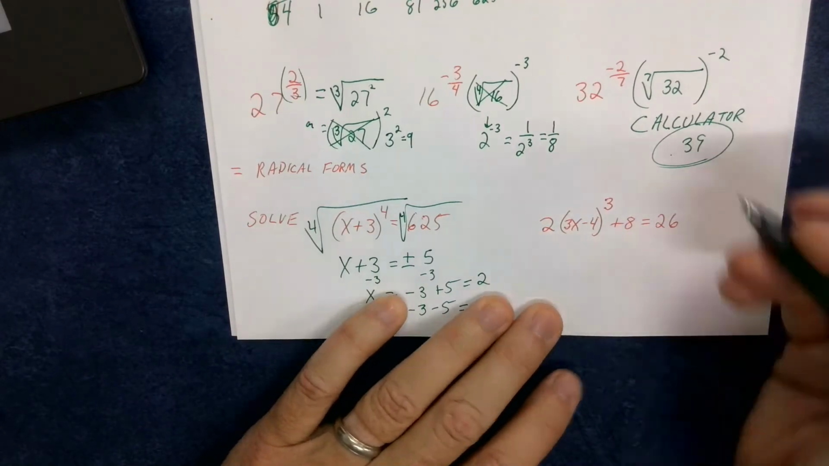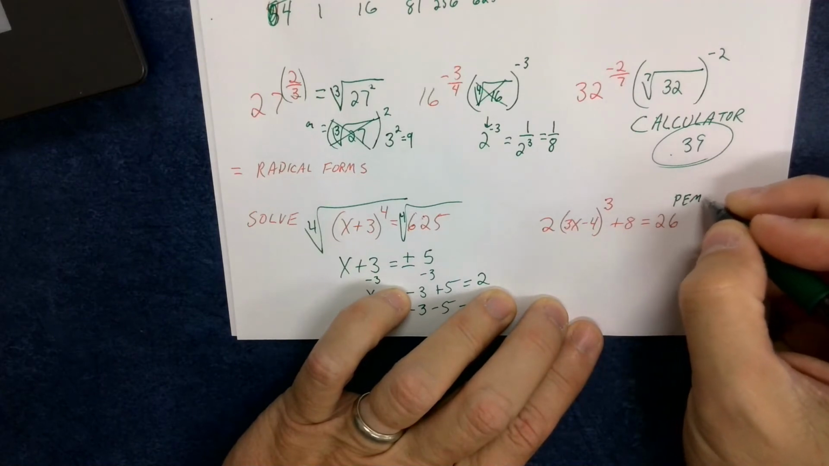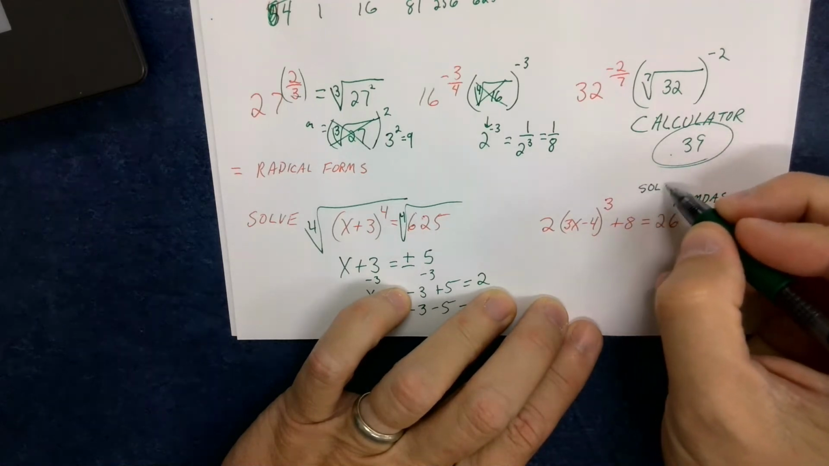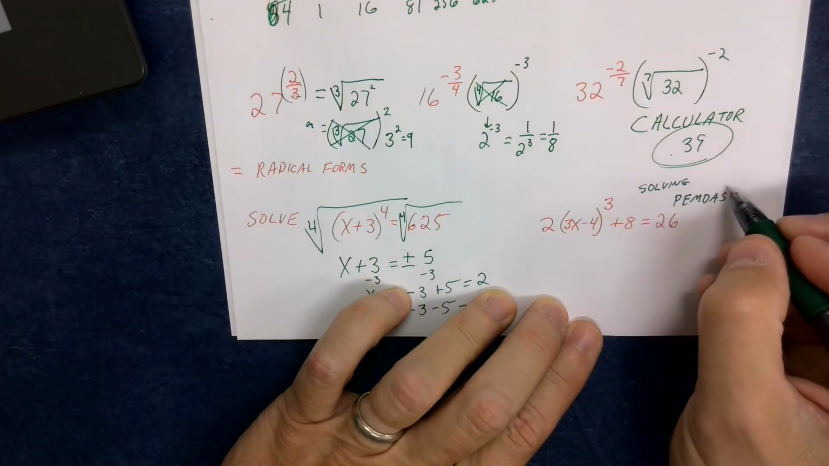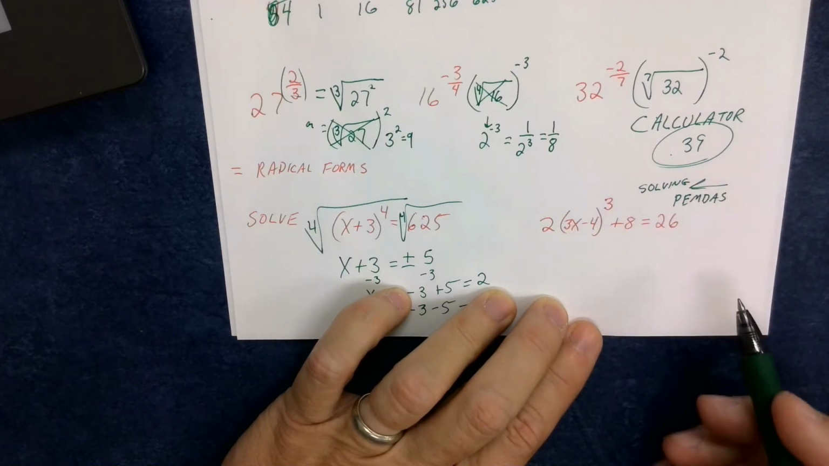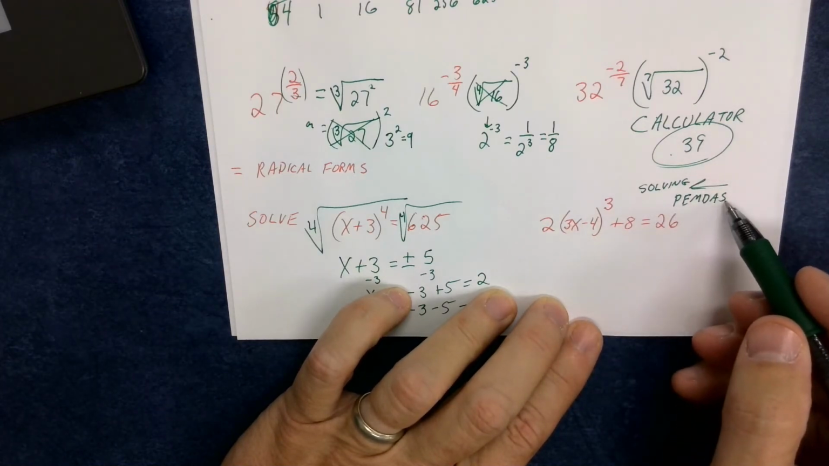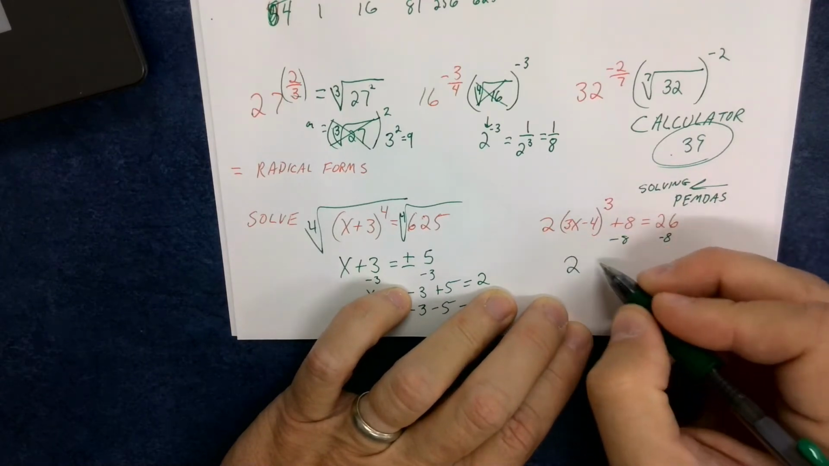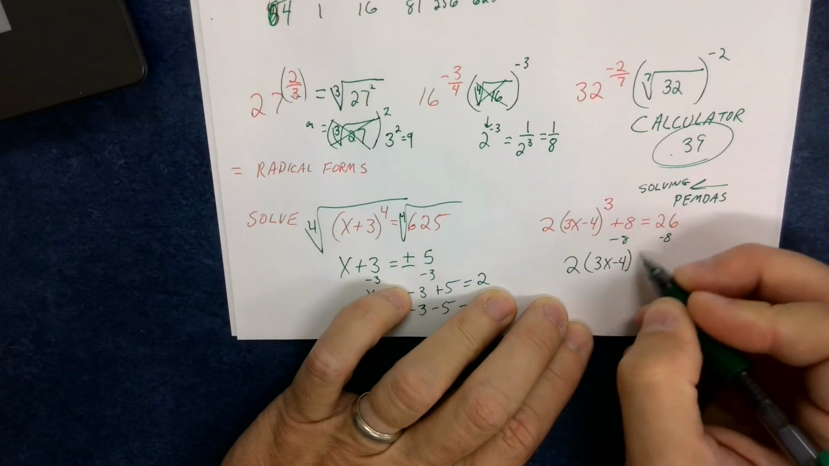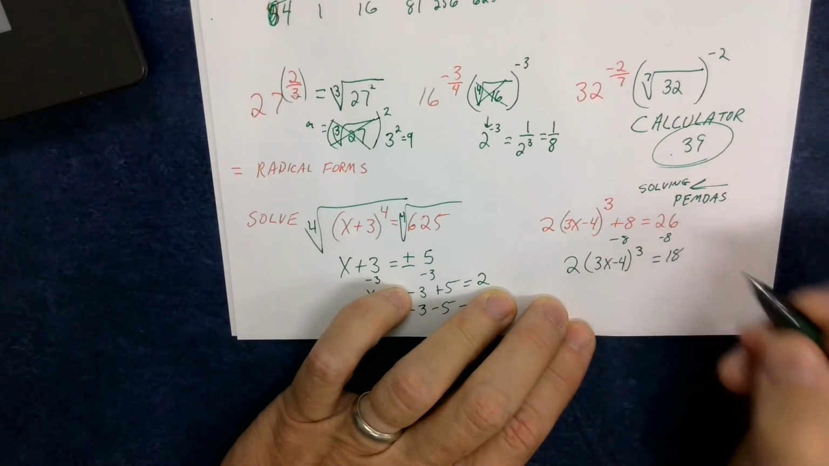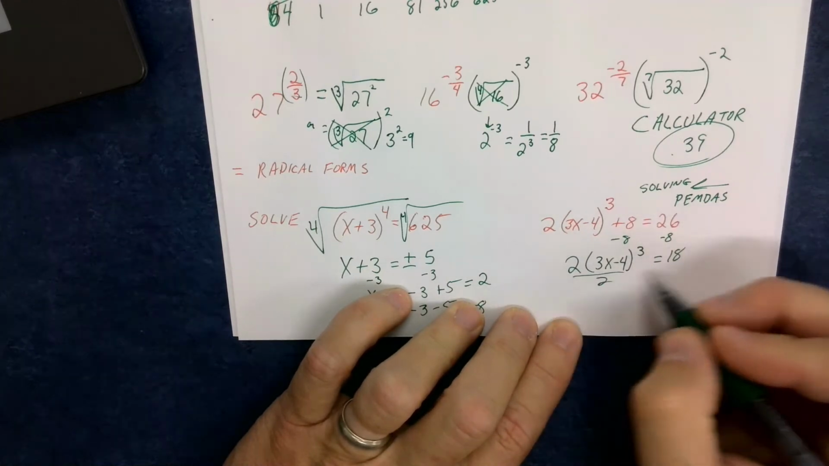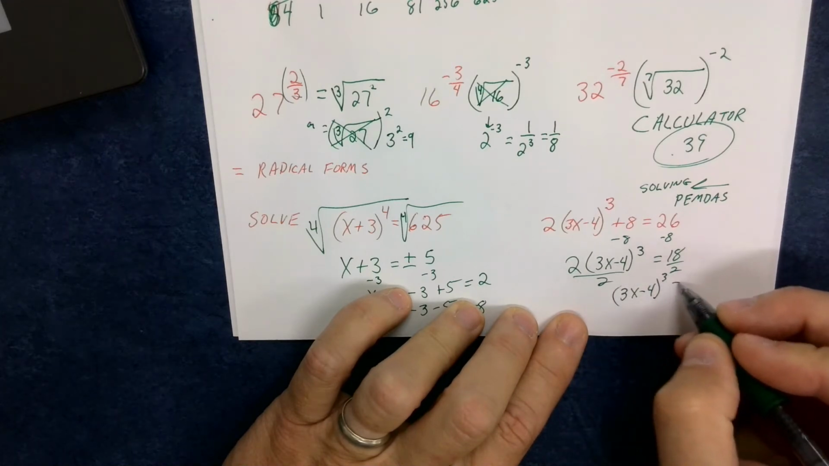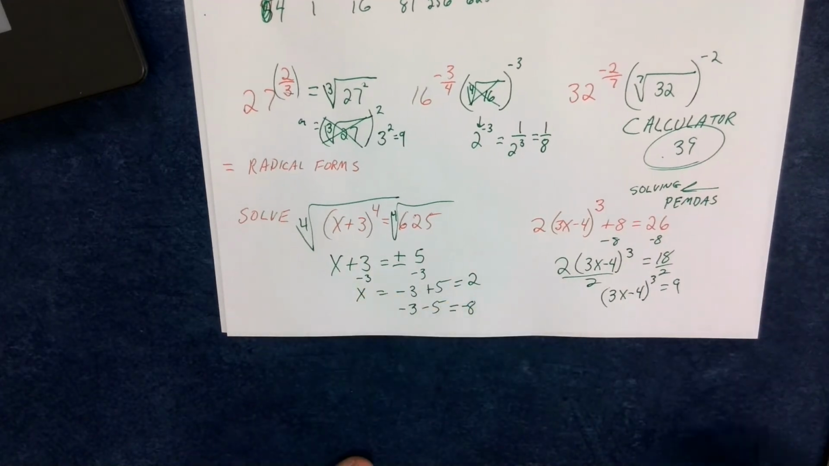before I do anything. And you guys know, I hope you know, PEMDAS, when I'm solving an equation, I want to do PEMDAS backwards. So I need to get rid of addition subtraction stuff first, so that's the plus 8, so I'm going to do minus 8, minus 8, and I get 2 times 3x minus 4 cubed equals 18, and then I'm going to divide by 2, divide by 2, and I get 3x minus 4 cubed equals 9, just like that.